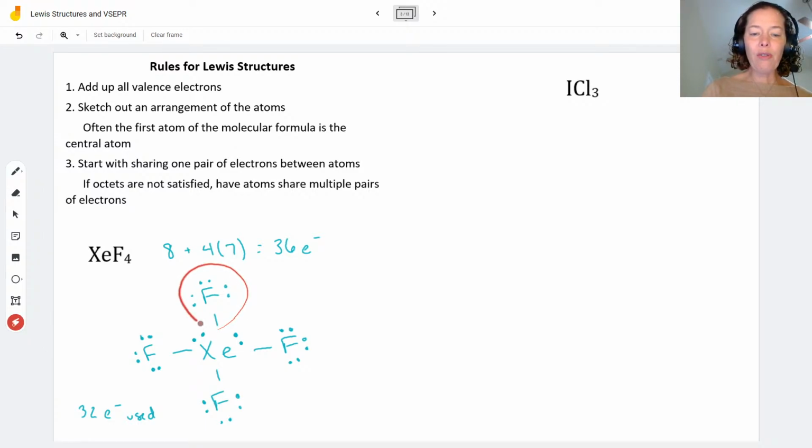So you can see a fluorine, 2, 4, 6, 8, and all fluorines are going to be the same like this. They're going to have 1 bond, and they're going to have 3 non-bonding or 3 lone pairs. That's 8 electrons. But if I look at xenon, of course it has the 8 electrons here from the bonds, but it now has 4 more. So it has 12 electrons. So it has an expanded octet.